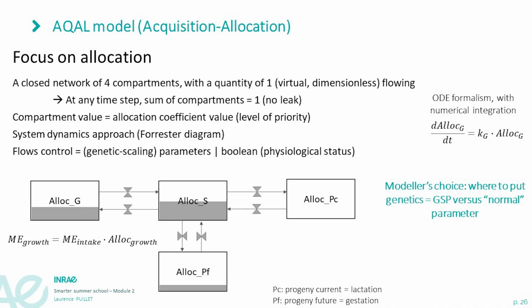It's a compartmental structure. So we use 4 different compartments. Each compartment represents one function. So one compartment for growth, survival. PF stands for future progeny. It's an ecological way to define gestation. And PC stands for current progeny, which is an ecological way to define lactation.